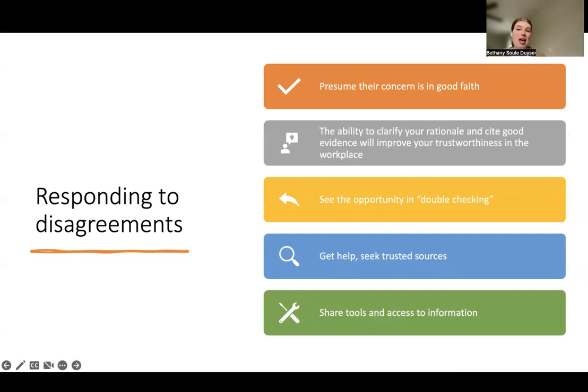I also find that if I'm able to clarify and give my rationale or cite good evidence, it really improves my trustworthiness with those coworkers and in that workplace in the future. I always see the opportunity in double checking because when you hear about people who've made significant errors, they just did not see it coming. It just happened and they never would have double checked or thought anything of it. So it's an opportunity for this to be that double check. To settle disagreements, make sure you get help, know who trusted sources are, and share tools and access to information. A lot of times, disagreements just come up from not being on the same page as someone else.